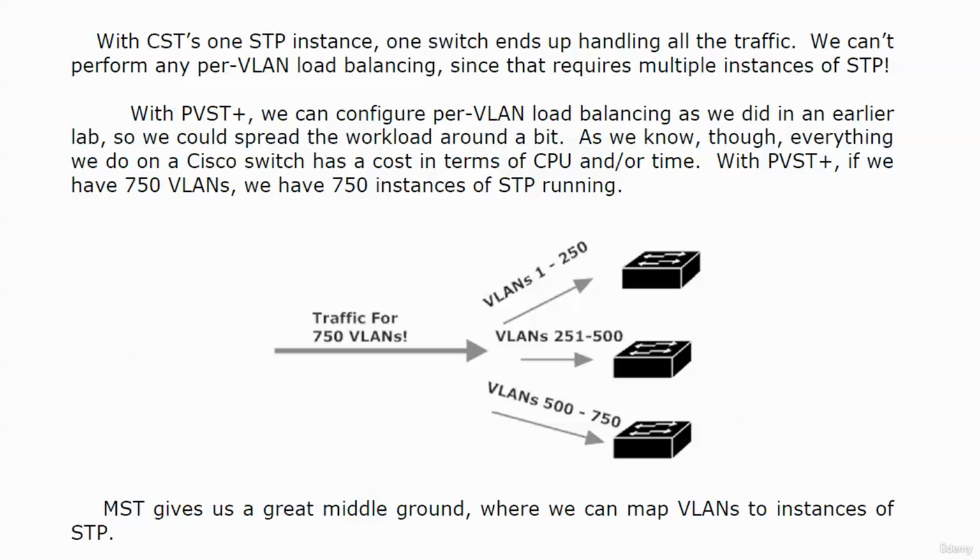With PVST Plus, we can configure per VLAN load balancing. We did some of that earlier. So we could spread the workload around a little bit. Seems a little more efficient. But as we know, everything we do in a Cisco switch has a cost in terms of CPU and/or time. With PVST Plus, if we have 750 VLANs, we have 750 STP instances running. That's a lot of STP instances. MST gives us this middle ground where we can map multiple VLANs to single instances of STP.